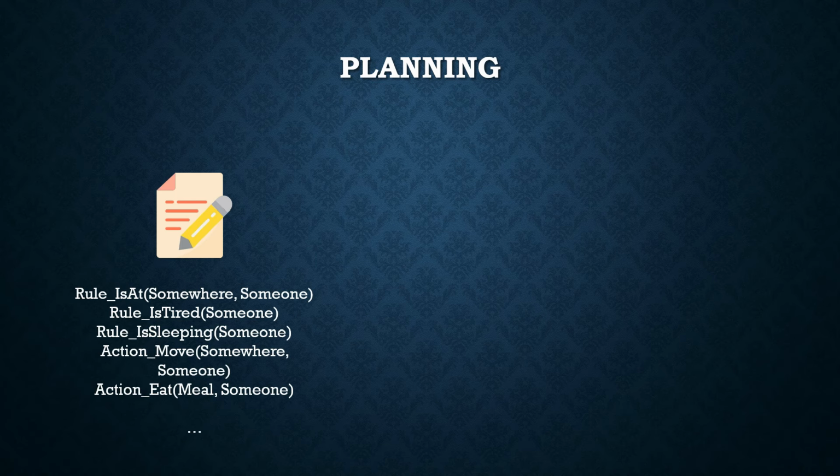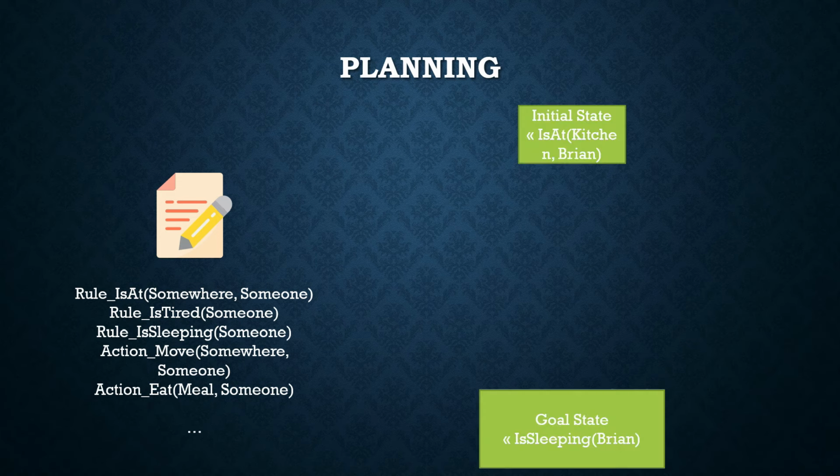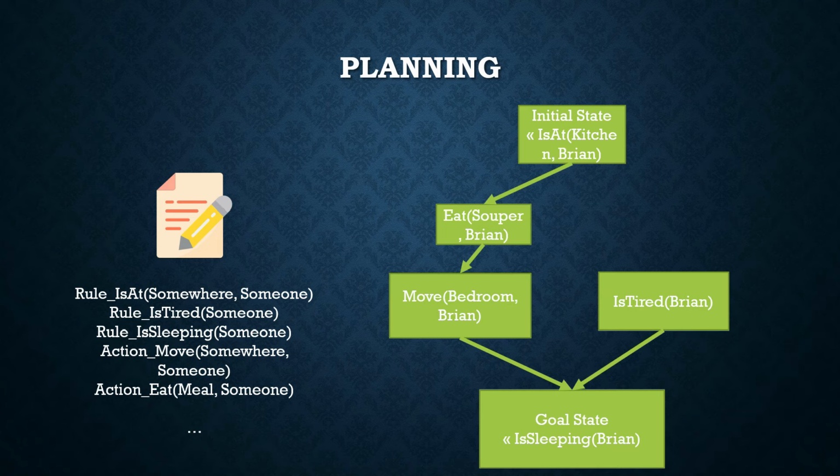Let's define very simply what planning is. Planning allows us to define a domain, meaning a set of rules and actions, and from this domain, we can then define problems with an initial state and a goal state. The job of the planning algorithm is to find a plan allowing to go from initial state to goal state using only rules and actions defined in the domain.